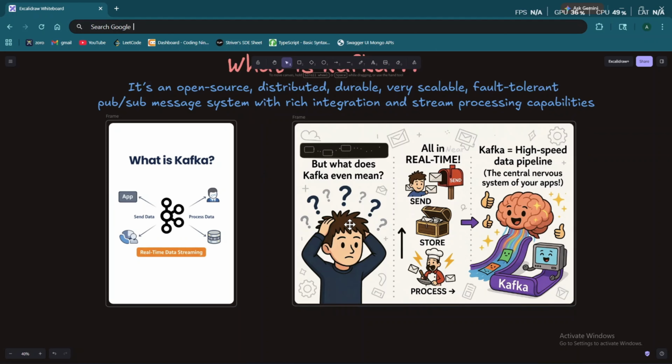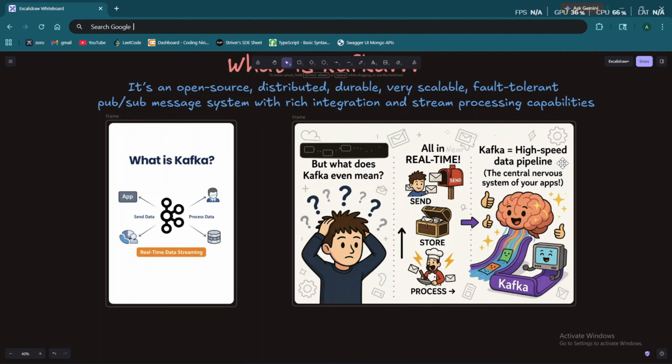You would be like this AI generated boy who is massaging his head and hair, like, what is the meaning of this Kafka? What is it? Where is it used? So in simple language, it is like a near real time system where someone can send some data and it will store that data temporarily and let processors process that data.